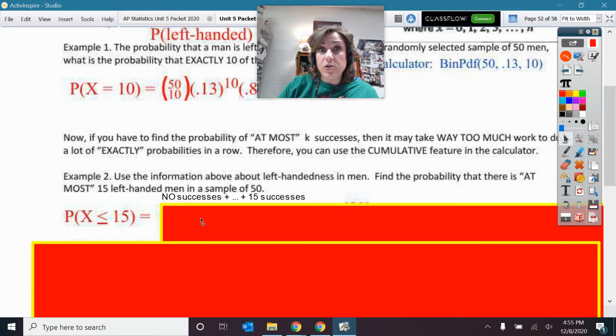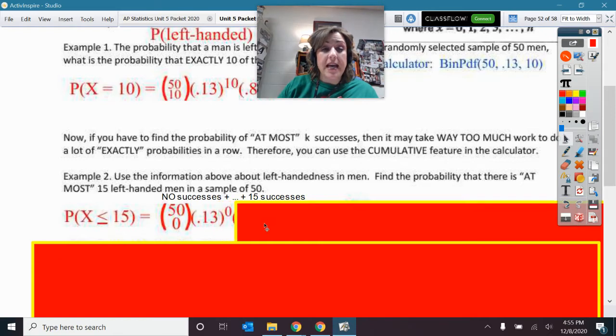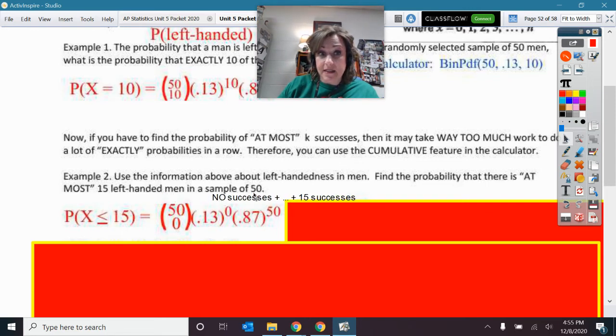Here we go. No successes. 50 choose 0 successes. 13% are left-handed, and I want 0 successes, none of them. So the failure is 87. If there are 0 lefties, then there are 50 righties. And so that is our section for no successes. Okay, remember 50 plus 0 equals 50. Okay, now that's the first piece in our sequence. Now we do the plus, dot, dot, dot, and then the plus.